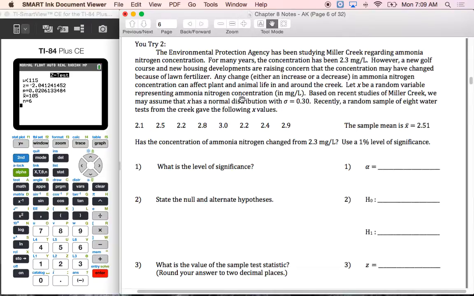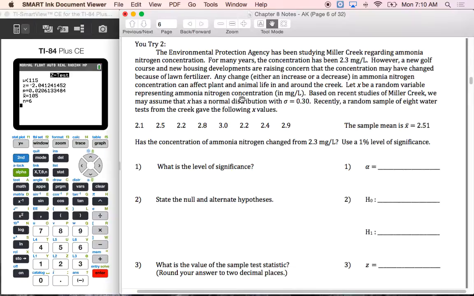Okay, so we should have answers here for this one. We have the Environmental Protection Agency has been studying Miller Creek regarding ammonia and nitrogen concentration. For many years, the concentration has been 2.3 milligrams per liter. However, a new golf course and new housing developments are raising concern that the concentration may have changed because of lawn fertilizer. Any change, either an increase or decrease, in the ammonia and nitrogen concentration can affect plant and animal life in and around the creek. Let X be a random variable representing ammonia and nitrogen concentration in milligrams per liter.